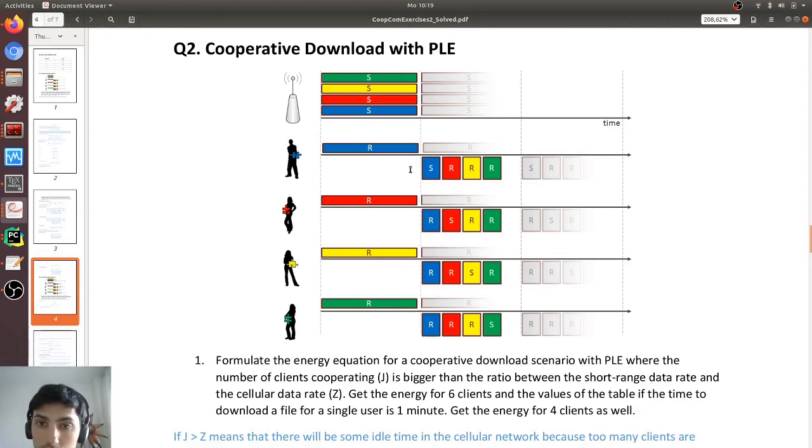However, if we have too many users, this means that these chunks will be actually longer. And the interface that's going to wait is the cellular interface. And we will have the cellular interface in idle mode. This is the most important comparison between the number of clients cooperating and the data rate. So in our example, J, the number of clients cooperating, is bigger than the ratio between the short range and the cellular data rate.